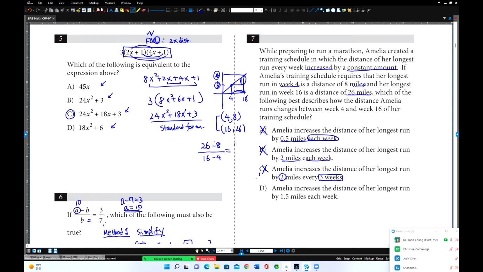Now that is 18 over 12. Okay? 16 minus 4. This is gonna be 1.5 miles per week. That's the slope, okay? Let me see. 3 weeks, 4.5, anyway, this does not work. Each week 1.5. Each week 1.5 miles. Okay? This will be the average rate of change.